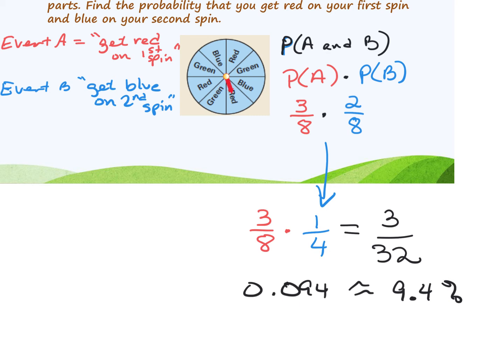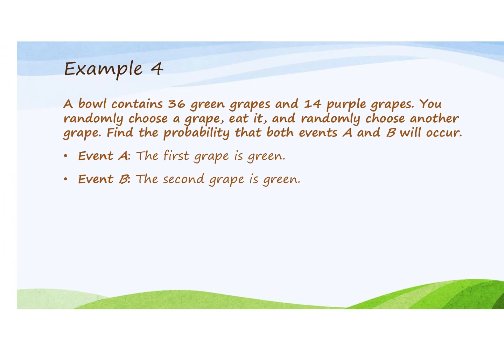So this was an example of an independent event. Now what we're going to do is do a dependent situation. We have a bowl of grapes. We have 36 green, 14 purple. We're going to randomly choose a grape and we're going to eat it. And then randomly choose another grape. It wants us to find the probability that both events A and B will occur. So what they're asking us to find is the probability of A and B.